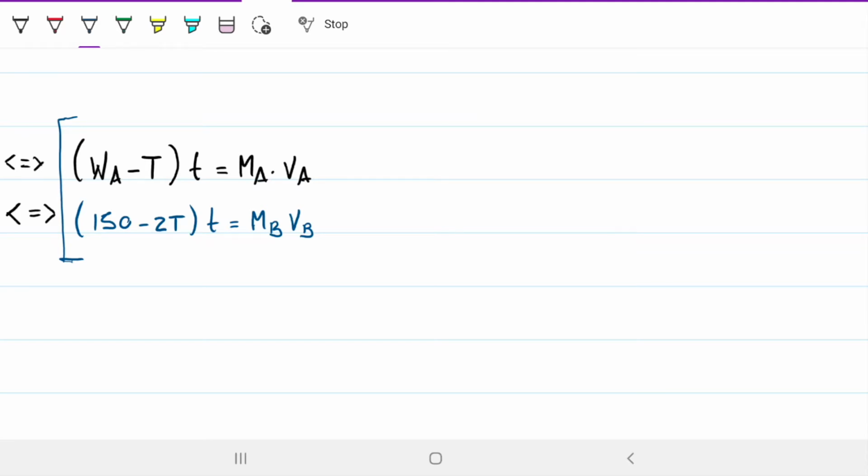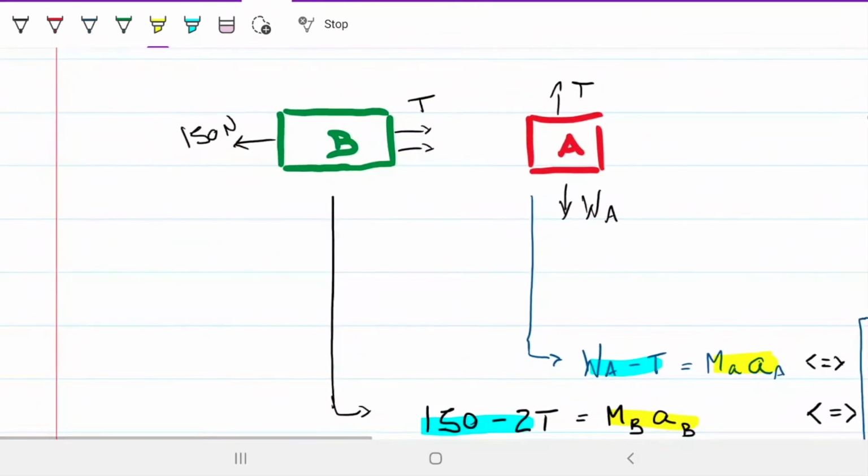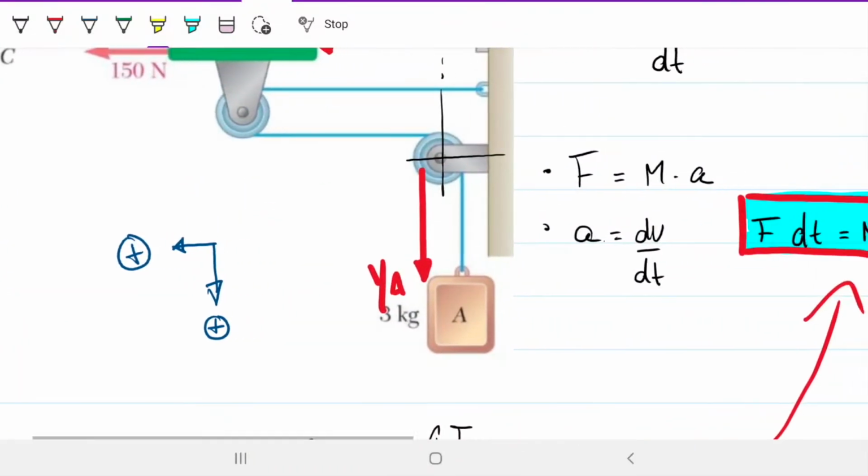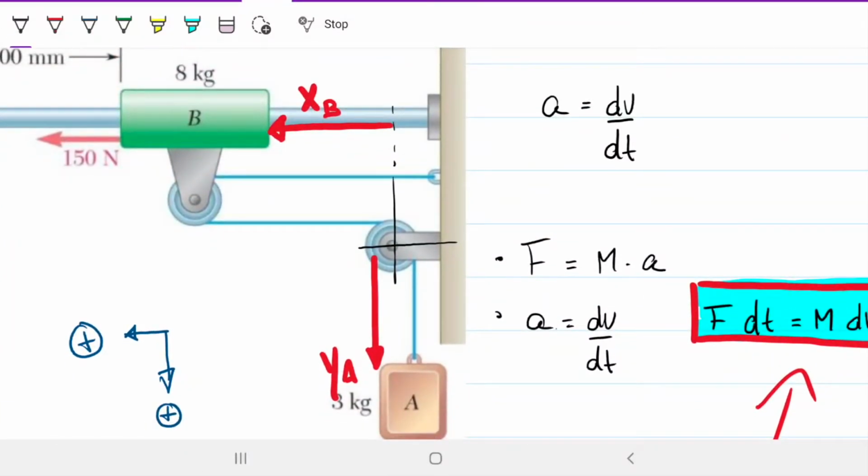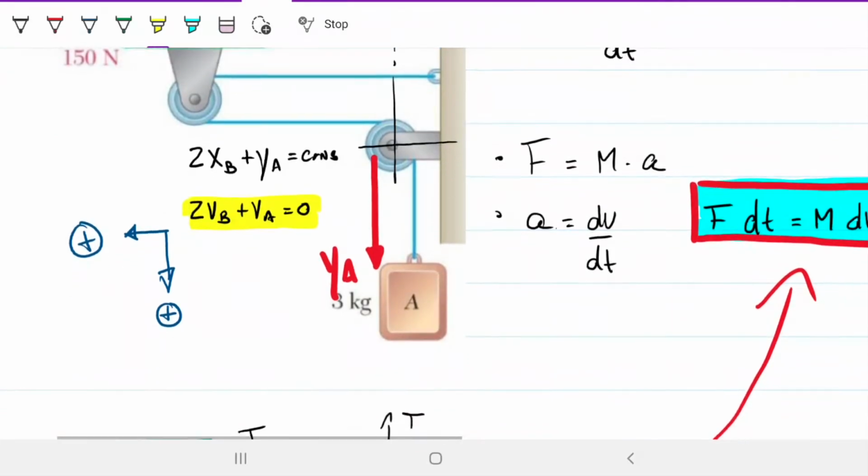Okay, so what next? Well, we have three unknowns: the tension, the time, and the velocity of A. But velocity A is easy for us, right? Because remember how we do our axis systems, we do it for a reason, because we want to relate the constant length of this cable, which says that 2 of my xB plus 1 of my xA is always going to be a constant. So that means that 2 of my velocity B plus my velocity A is 0. I'm going fast on this because we did this in the past already, so you can check the previous video if you're not sure about this.